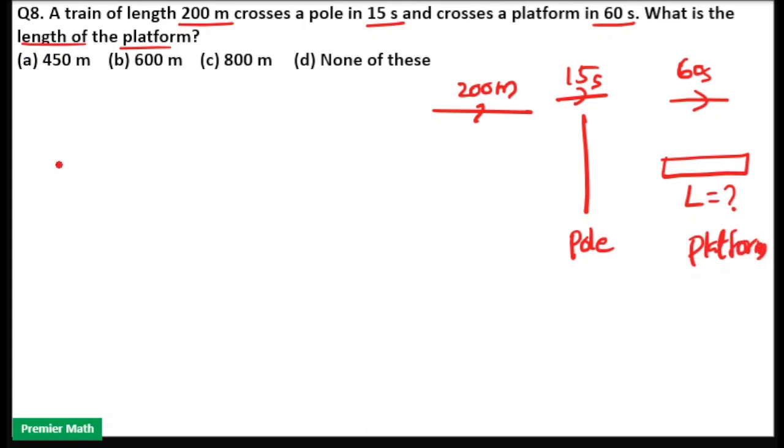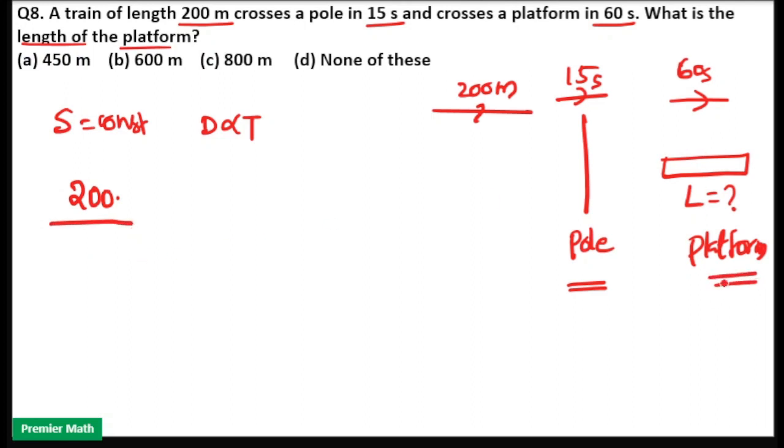So that means speed is same. Speed is constant, and speed is constant means distance is directly proportional to time. So if you take the distance ratio, in the first case when the train is passing the pole, distance is the train length plus pole distance, which is 0, so 200. Then in the second case when the train is crossing the platform, distance is the train length 200 plus the platform length L. So that is the distance. So the distance ratio is 200 divided by 200 plus L.